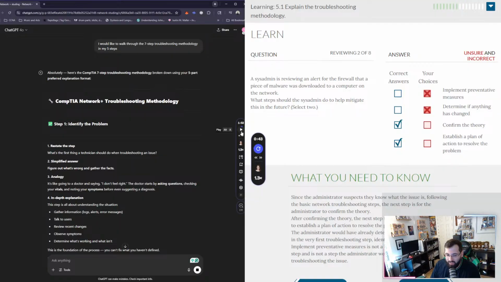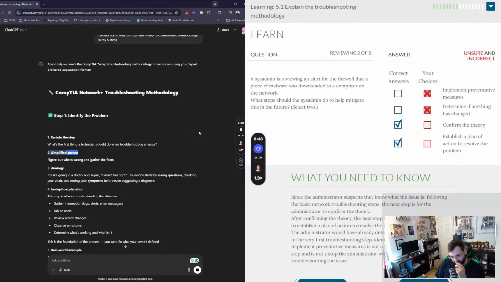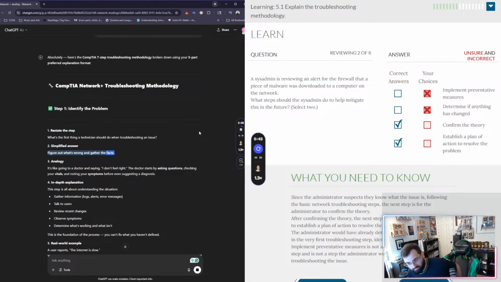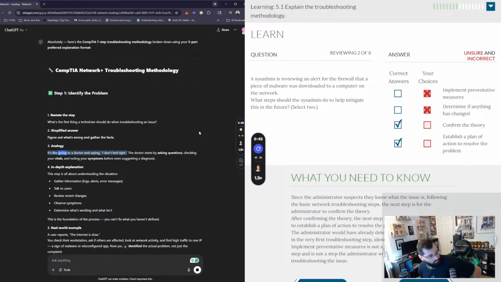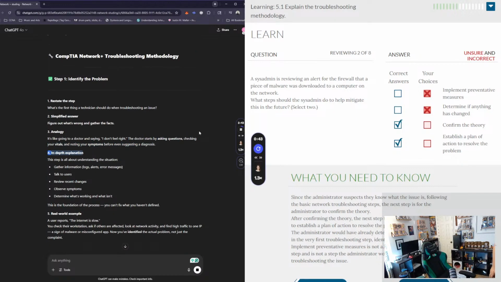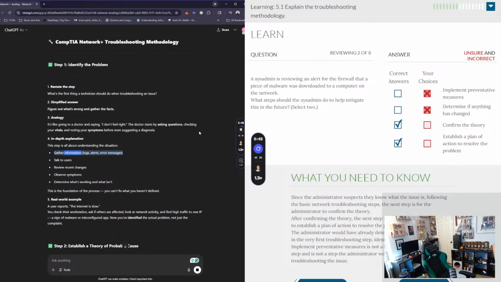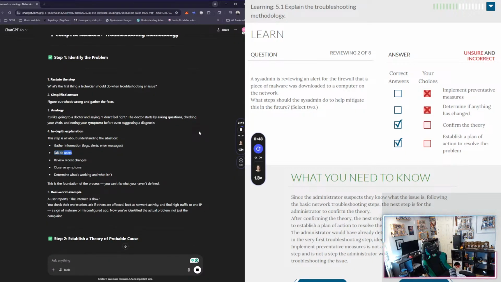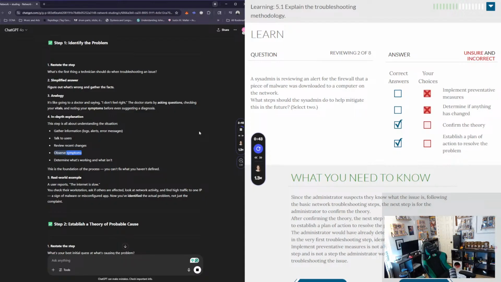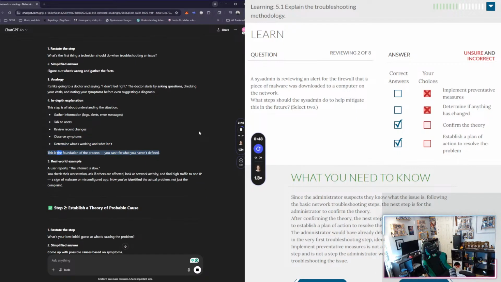That's actually kind of a bad question. Question 1 was kind of bad. 2, simplified answer. Figure out what's wrong and gather the facts. 3, analogy. It's like going to a doctor and saying, I don't feel right. The doctor starts by asking questions, checking your vitals, and noting your symptoms before even suggesting a diagnosis. 4, in-depth explanation. This step is all about understanding the situation. Gather information, logs, alerts, error messages. Talk to users. Review recent changes. Observe symptoms. Determine what's working and what isn't. This is the foundation of the process. You can't fix what you haven't defined.